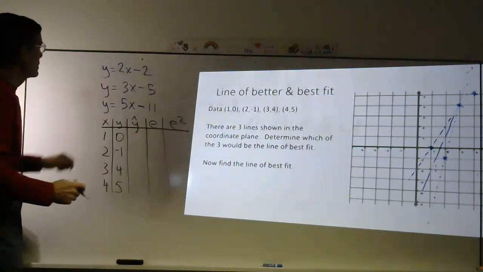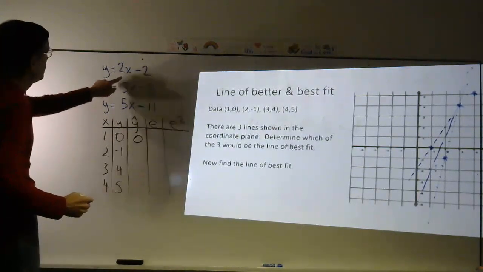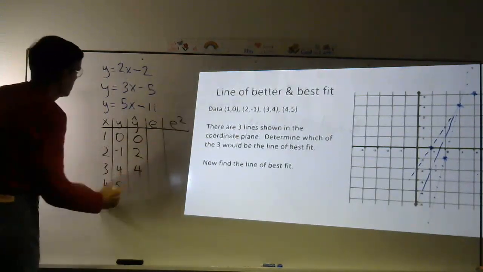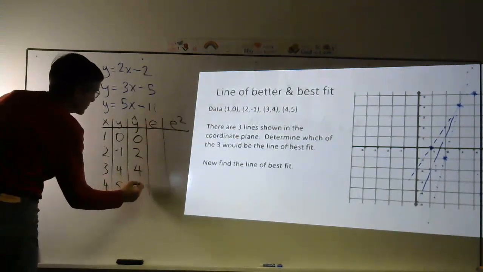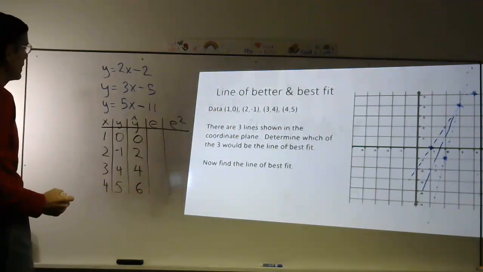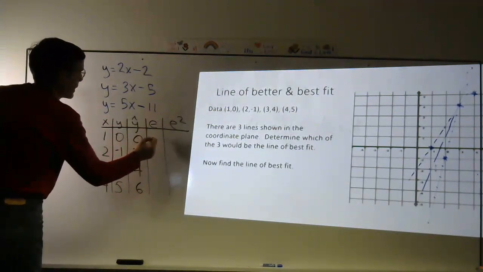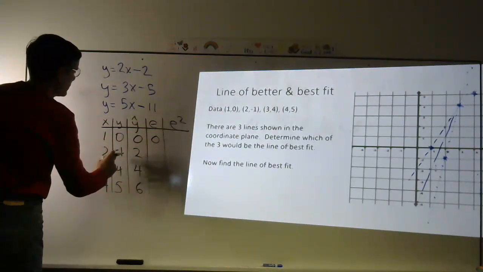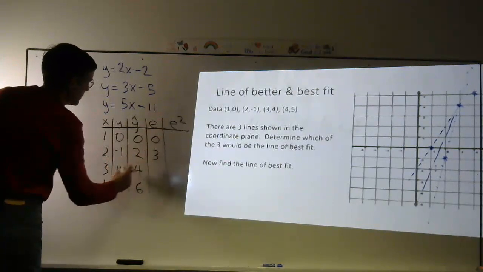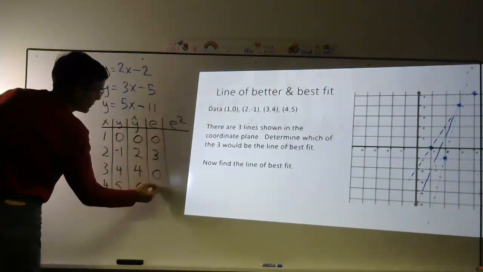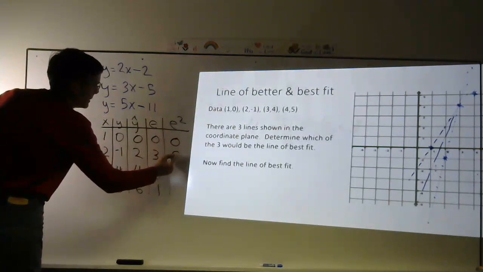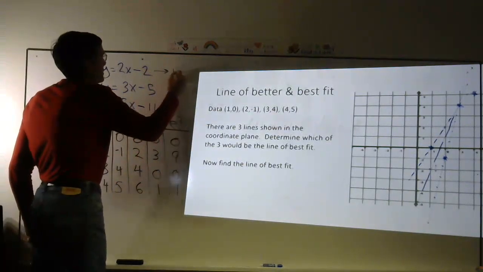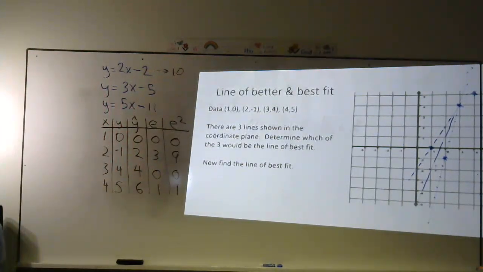So I put 1 in here, and I get 0. I put 2 in here, and I get 2. I put 3 in here, I get 4. I put 4 in here, I get 6. Okay? Error is, subtract these, the error is 0. The difference from here to here is 3. Difference here is 0. Error here is 1. Square, 0, 9, 0, 1. Total error for this one is 10. Okay? Total error of that one.